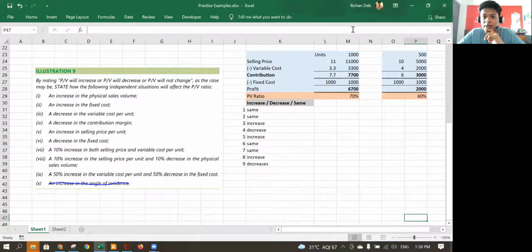I think this is an important question because this might come in an MCQ. But if you are confused, just try to put in figures and calculate what will happen, and figure out which is your contribution, and then find out the PV ratio. Okay, PV ratio is contribution divided by sales.